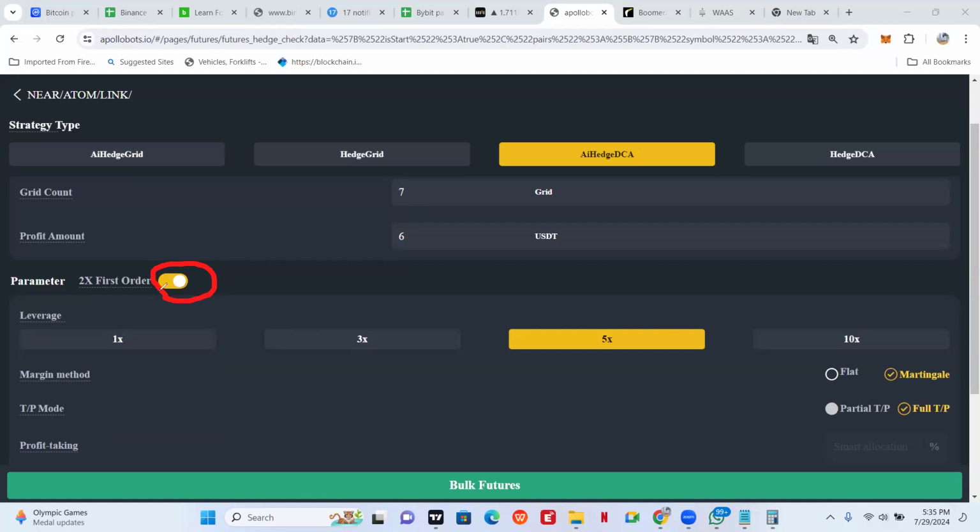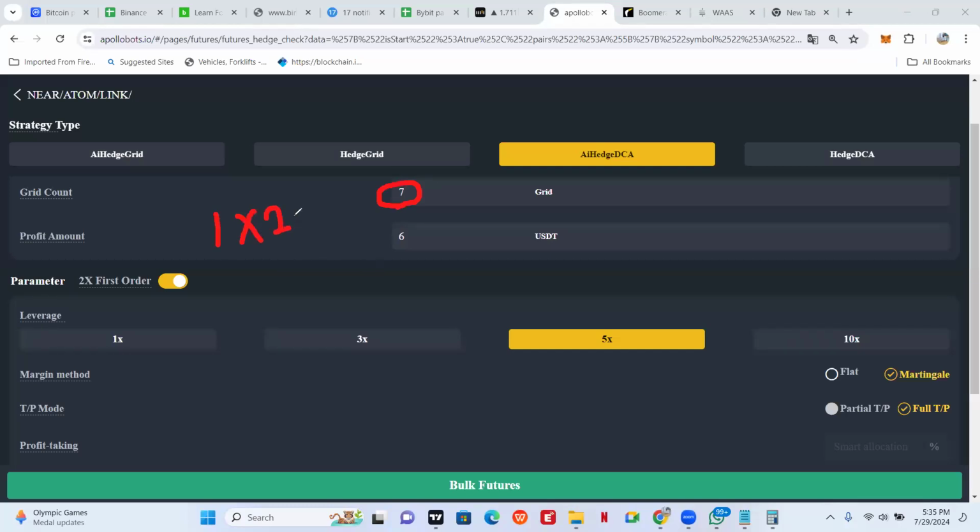2x first order. What does the 2x first order do? Now, its job is this. It doubles the first order. Okay? Remember, you have 7 counts here, 7 orders here. So the number 1 order will be multiplied by 2.